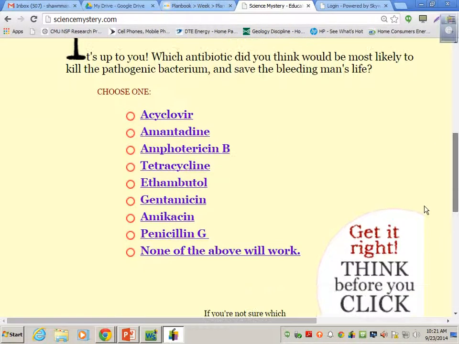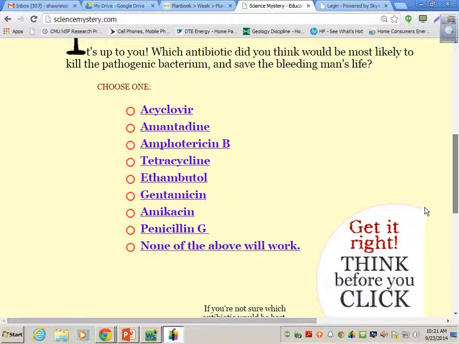You select the antibiotic. It's up to you. Which antibiotic do you think would be most likely to kill the pathogen bacterium and save the bleeding man's life? Don't talk to anybody else except for your group members. This is way more complicated than the last two parts. I know. I want you to tell me in a moment which you think it is.